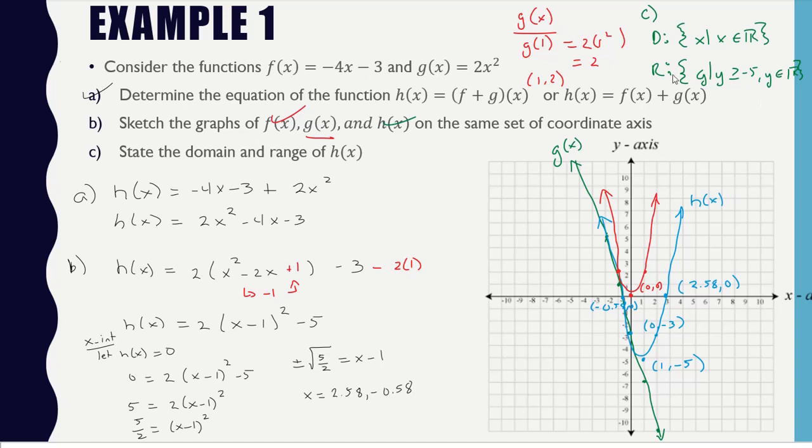Now to find the range, you generally have to graph the equation or function. To find the domain, though, it's based off of our other two equations that we're adding. So here, because they both had a domain of real numbers, h of x is also going to have a domain of real numbers.